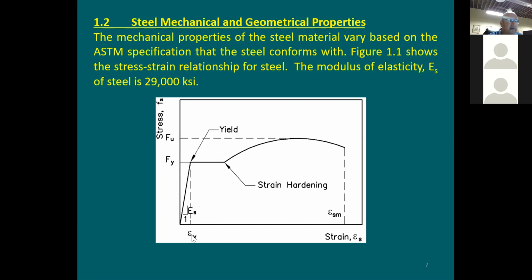Epsilon sub Y, you can figure it out because you have E sub S and you have F sub Y. How is that? You say E sub S is equal to F sub Y divided by epsilon sub Y. If you have E sub S of 29,000 and you have F sub Y, let's say 50 KSI, you should be able to figure out epsilon sub Y, but we don't need it in the simple design. It's not critical.